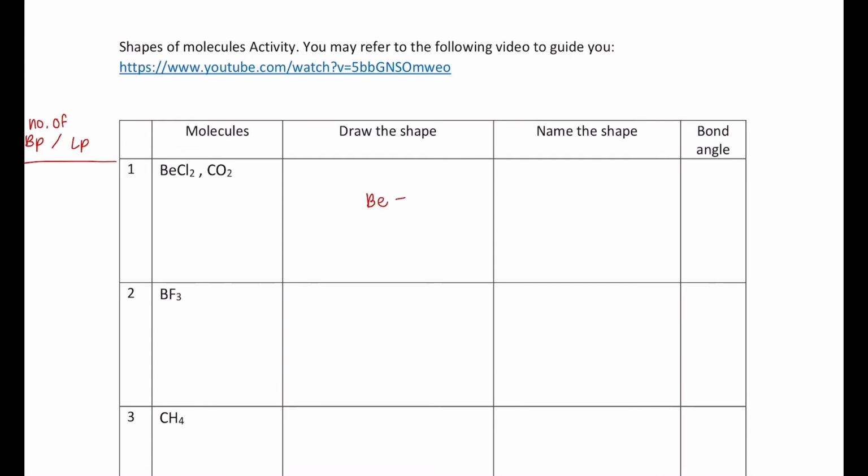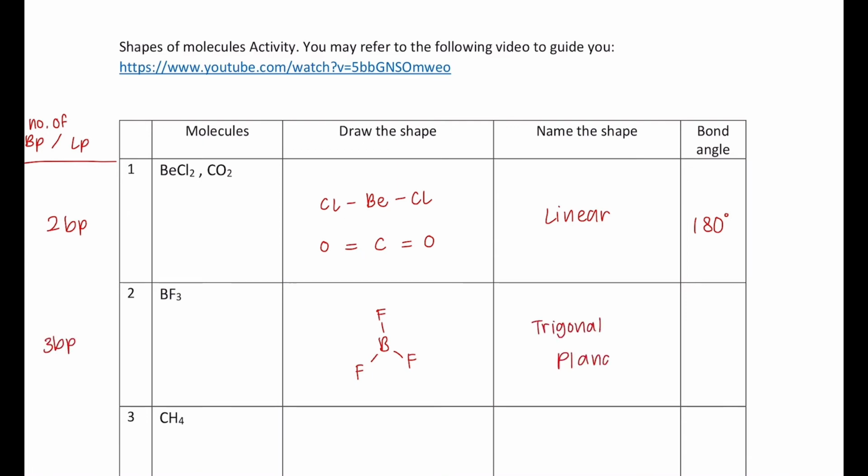For example, if we were to draw BeCl2 or CO2, it would look like this, with CO2 having double bonds on each side. However, this does not change the fact that both of the molecules have 2 bonding pair. So the name of the shape would be linear, and it would have a bonding angle of 180 degrees. For 3 bonding pair, the shape of the molecule BF3 would look like a flat triangle, and so this shape would be called trigonal planar, and it would have a bond angle of 120 degrees.